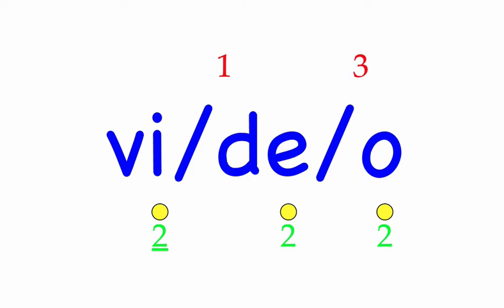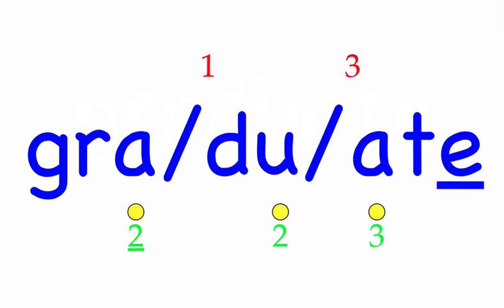Graduate. I hope to graduate soon. Graduate. Gra has three sounds, g, r, a. Du, two sounds, d, u. Eight, two sounds, a, t. Graduate. Mark the word, graduate.